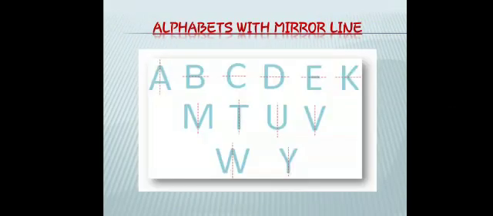These are some of the alphabets of English which can be divided into two equal mirror halves. The dotted line shows the mirrored line. The alphabet A, B, C, D, E, K, M, T, U, V, W and Y. All these alphabets can be divided into two equal halves, which are called mirror halves.